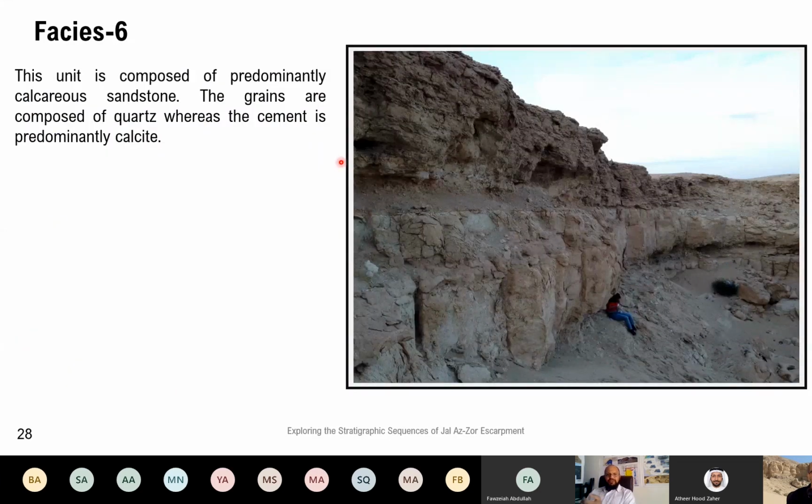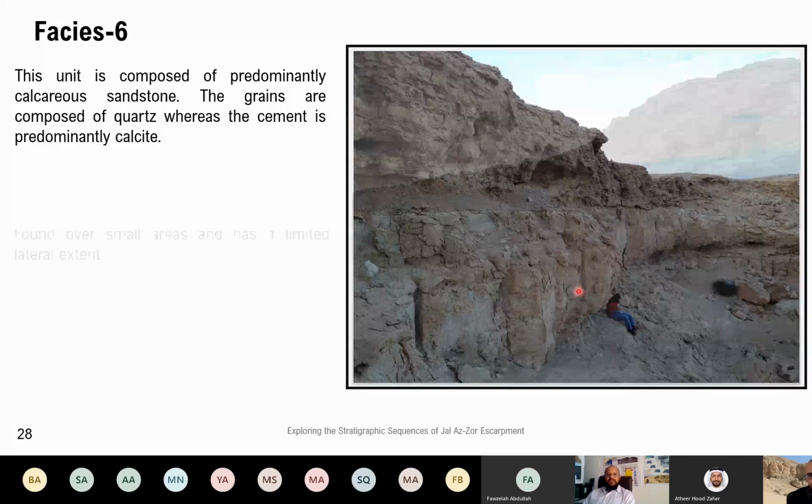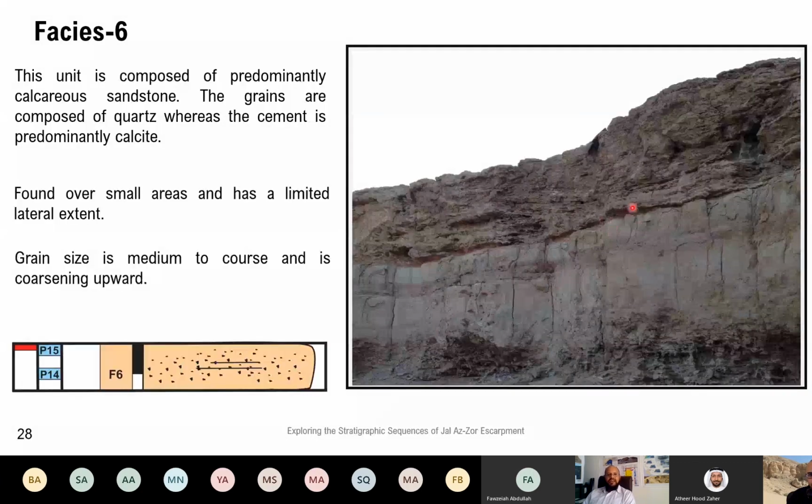Now here we have another unit which is forming towards the top. It's easily eroded. We don't see it everywhere. It's also coarsening upward, and we have represented it with this section in the area, and we will see where this fits into the whole story later on.